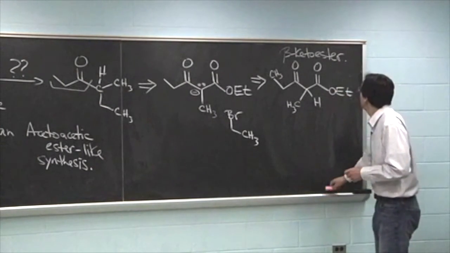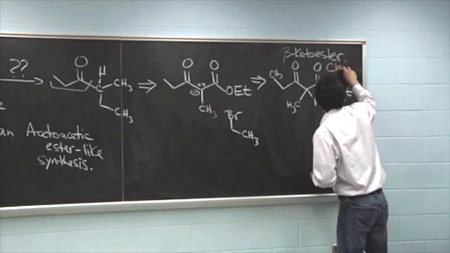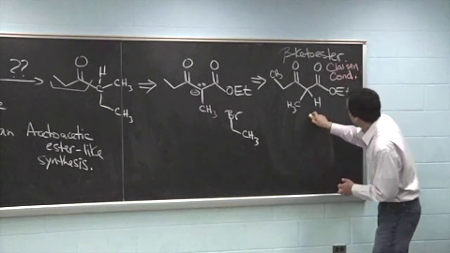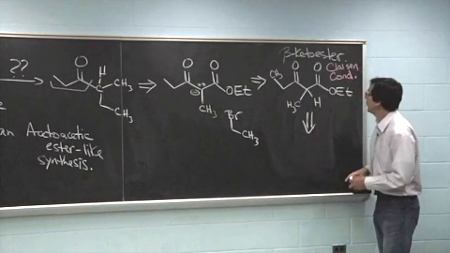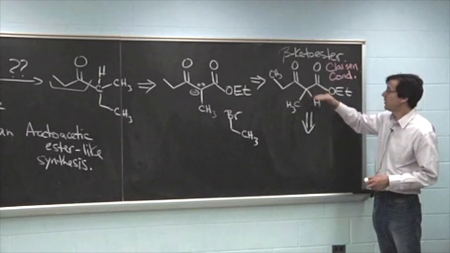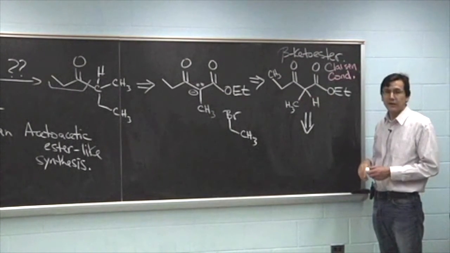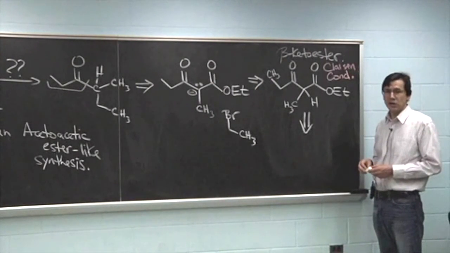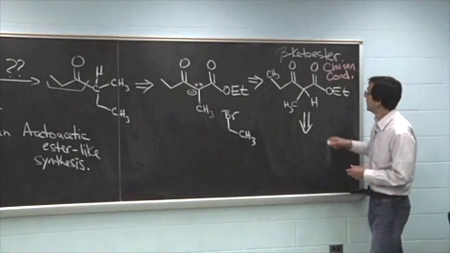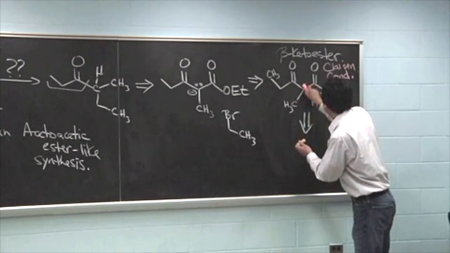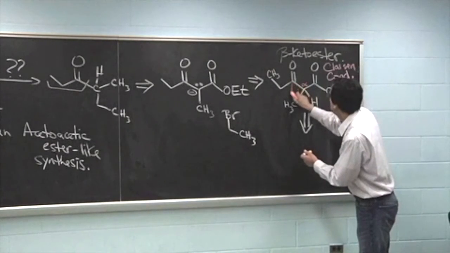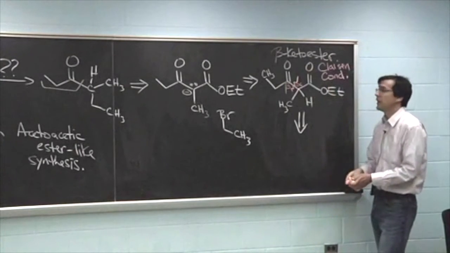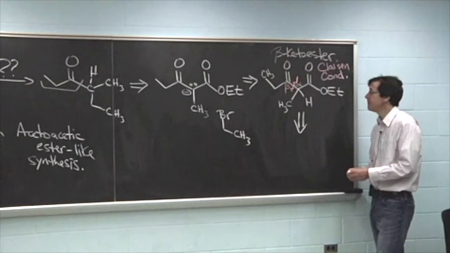A beta keto ester should make us think about the Claisen condensation. So let's do a retrosynthetic analysis of this particular beta keto ester in terms of the Claisen condensation. What is the key bond disconnection for a Claisen condensation in the retrosynthetic sense? Here's the carbon that's alpha to the ester carbonyl. Here's the carbon that's beta to the ester carbonyl. So the disconnection would take place between alpha and beta.